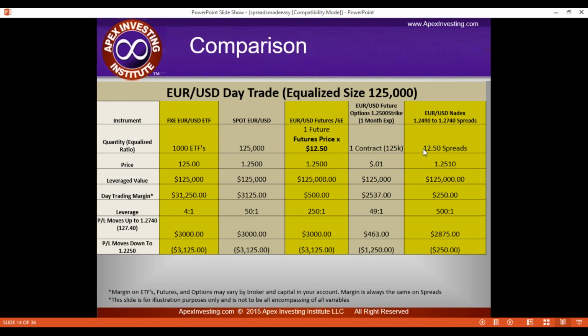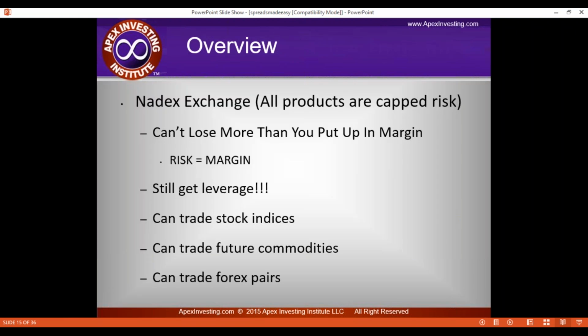So that is one of the big powerful things about Nadex spreads. You can get into them with a lot less margin, a much smaller account, and still have great leverage. So one of the biggest things about the Nadex products, whether it's the Nadex binary or Nadex spread, is that everything on the Nadex exchange is capped risk.